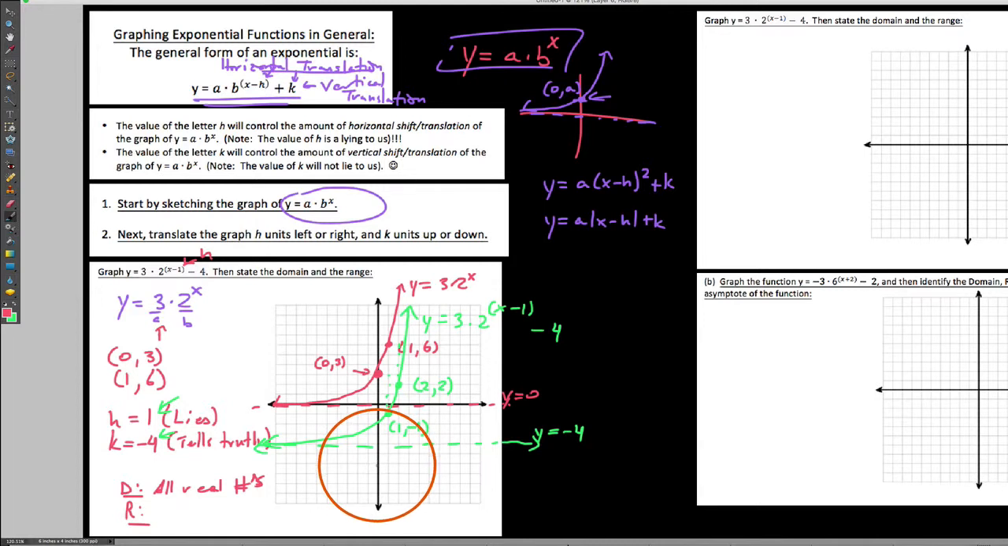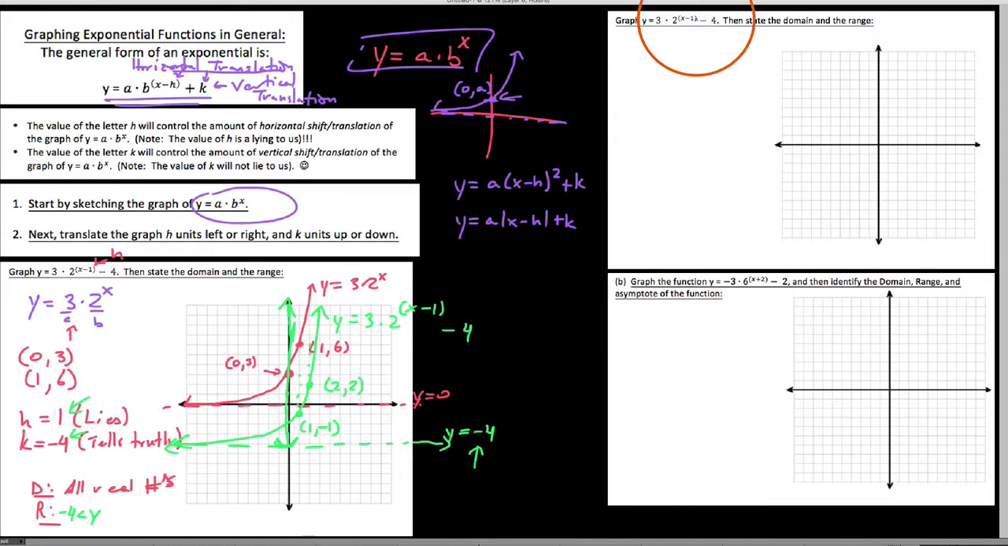But as far as the range of this goes, I noticed that it goes down to a height at lowest of negative 4. This is kind of on the y-axis, the barrier of how low it goes, and then it just goes up forever and ever and ever. So we're going to write its range as this. We are going to say y is greater than negative 4, and then we'll leave it at that. We say all y values greater than negative 4.